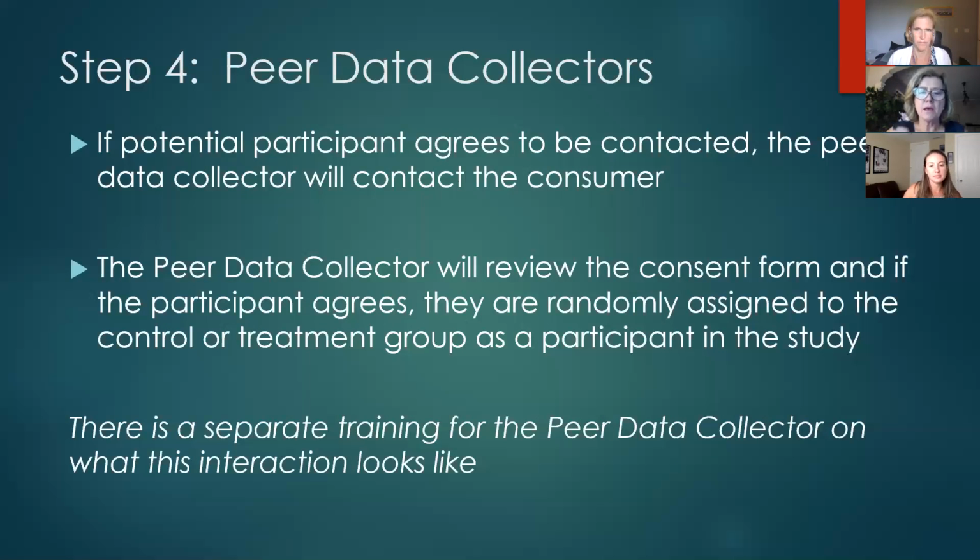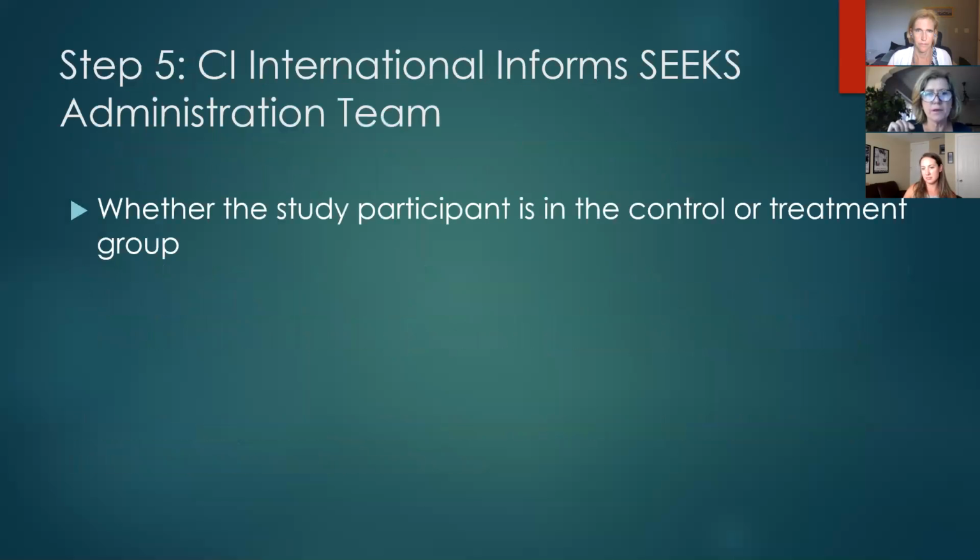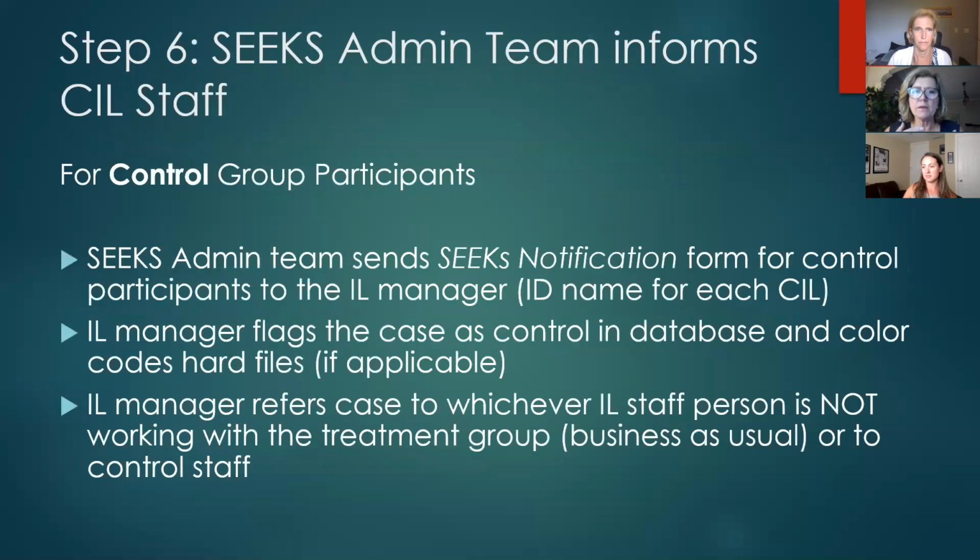Then if we go to the next slide, CI International is going to notify the SEEKS administrative team whether or not the person is in control or treatment. So that's our step 5. Step 6 is that the SEEKS administrative team is going to inform the Centers for Independent Living about these new participants. There's a little different procedure whether they're in control or treatment. For control group participants, we will send a notification form, which I'll show you in just a minute, to the independent living manager.